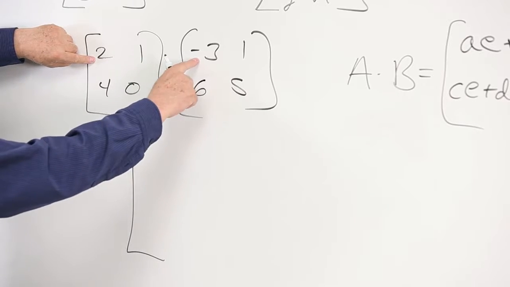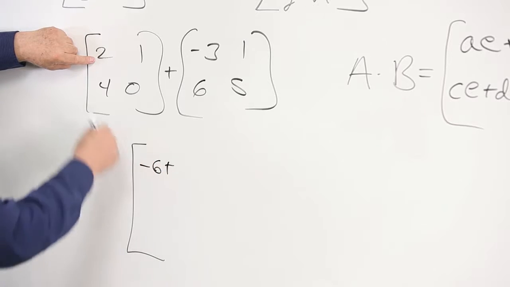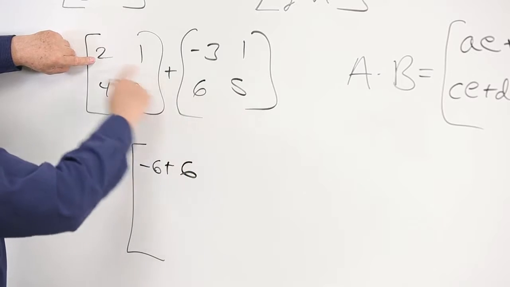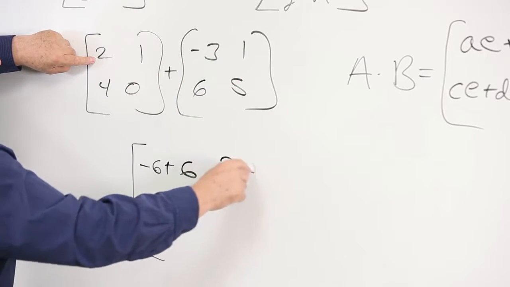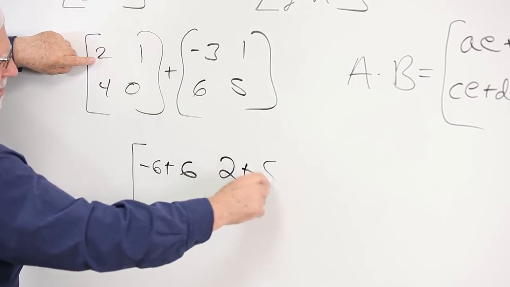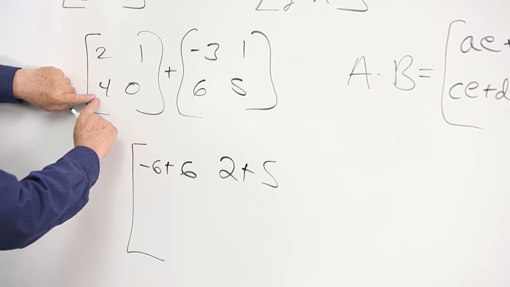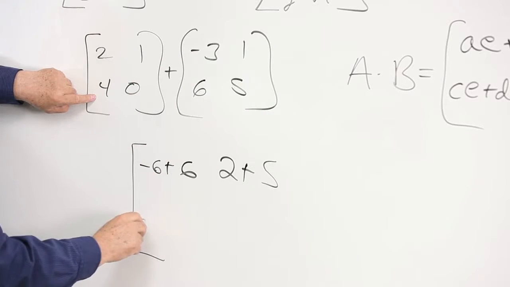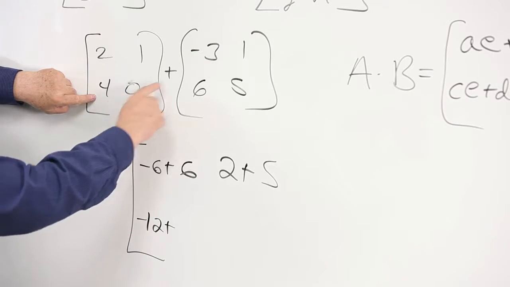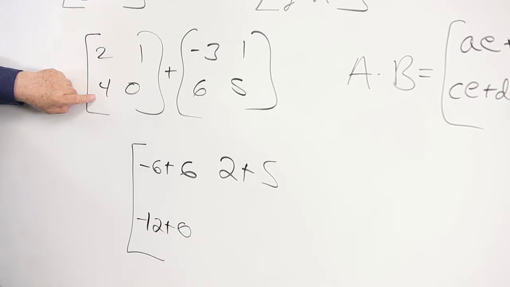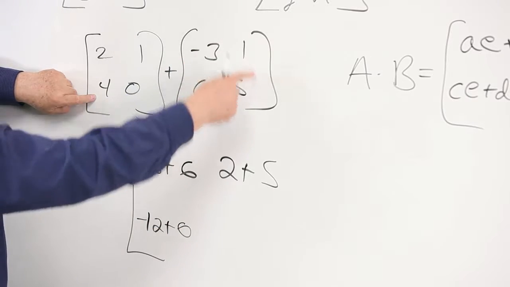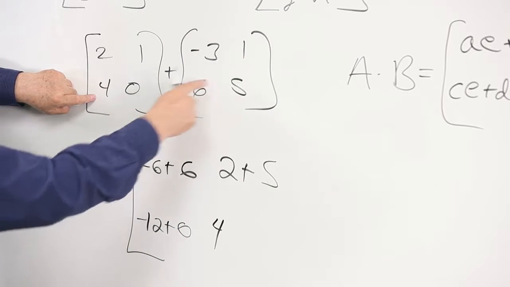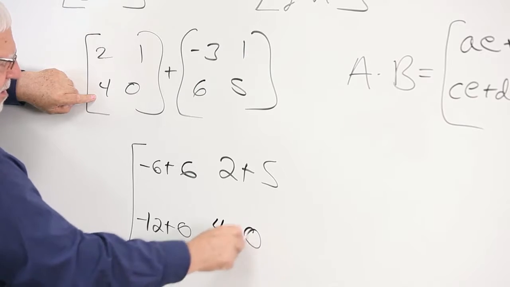2 times a negative 3 is a negative 6, plus 1 times 6 is 6. Now this row times this column, 2 times 1 is 2, plus 1 times 5 is 5. Now I'll go a little slower here. This row times this column, 4 times a negative 3 is a negative 12, plus 0 times 6 is 0. Now this row times this column, 4 times 1 is 4, and 0 times 5 is 0.